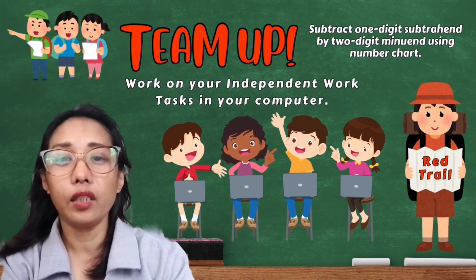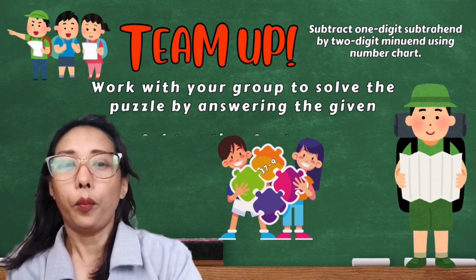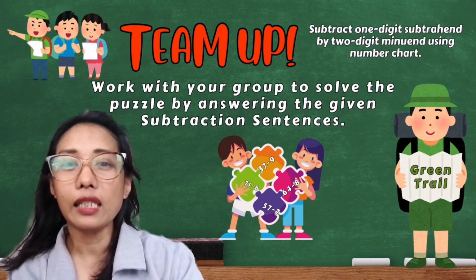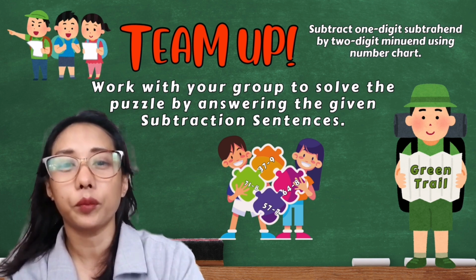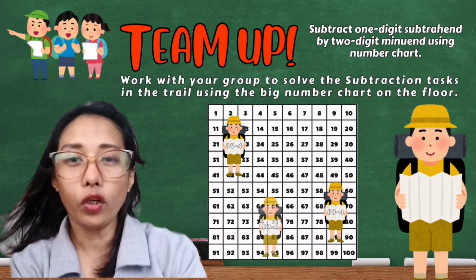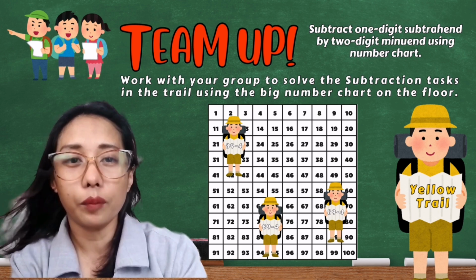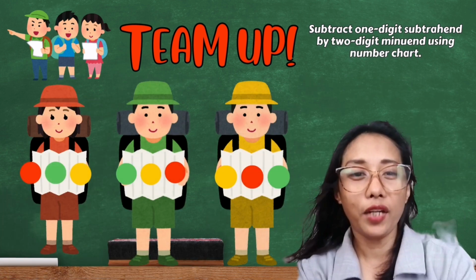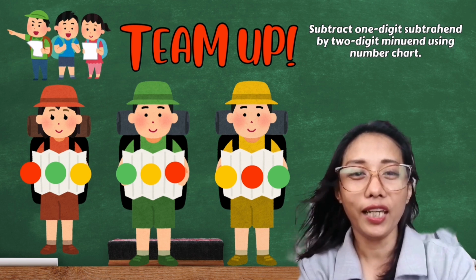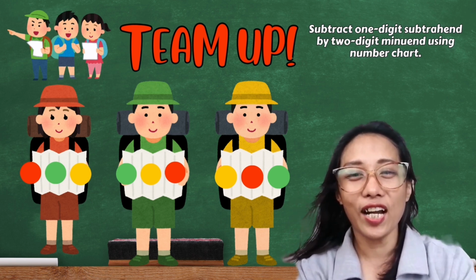For the red trail, they will work independently on their computer. For the green trail, they will work as a group to solve the puzzle by answering the given subtraction sentences. For the yellow trail, they will work as a group to solve the subtraction task in the trail using the floor. Are you ready, Math Stars? In 3, 2, 1, go! Good job, everyone!